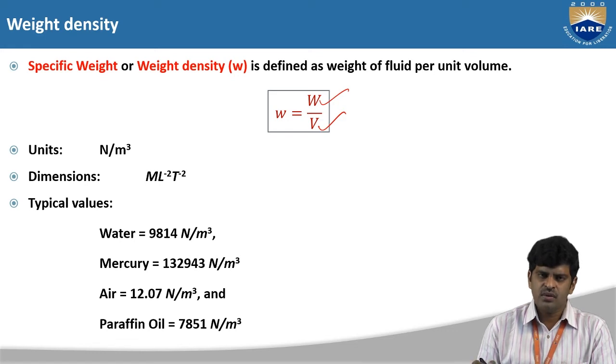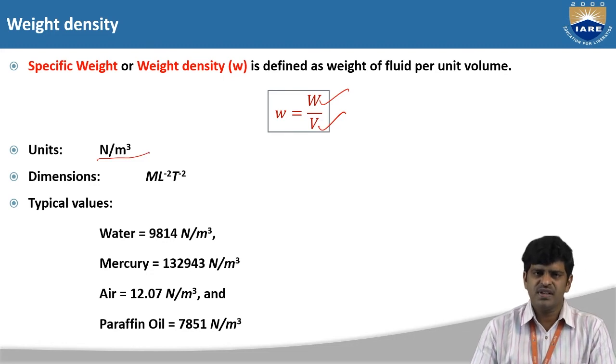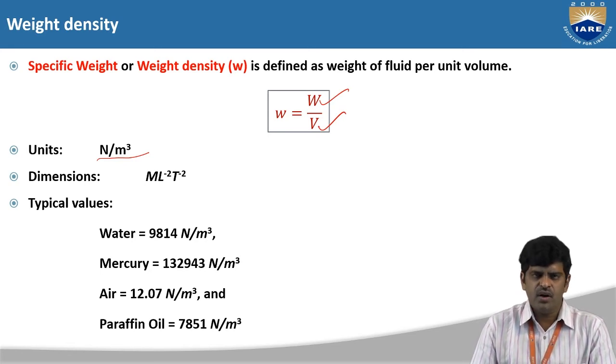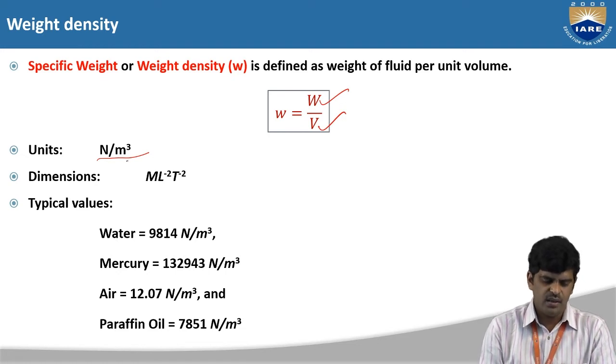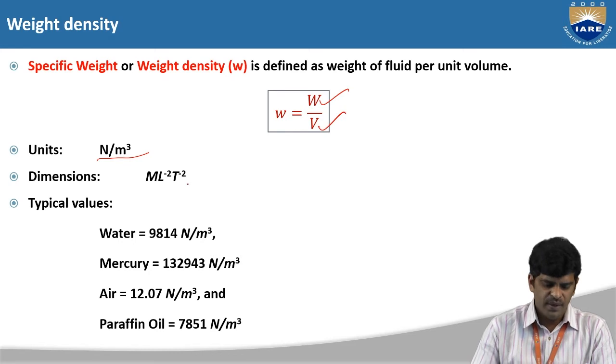because as we know, weight and mass are not the same. Its units are expressed in the SI system as Newton per meter cube. Of course, in different systems we express different units, maybe in the MKS system, SI system or CGS system. Basically, in all the problems we are going to solve, it will be in the SI system only. And its dimensions are expressed in terms of MLT as M to the power of 1, L to the power of -2, and T to the power of -2.